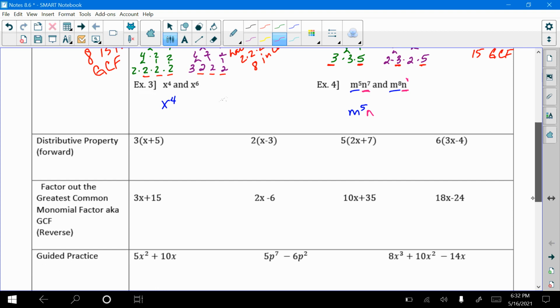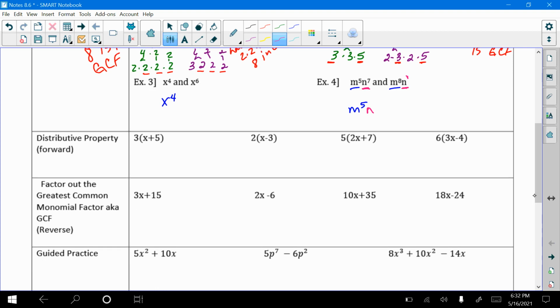Now we're going to get into a quick review. We know the distributive property. So the distributive property, we know that we're going to take the outside number and multiply it by each of the inside numbers. So we end up with 3 times x, and 3 times 5 is 15. And we know 2 times x is 2x, and 2 times negative 3 is negative 6.